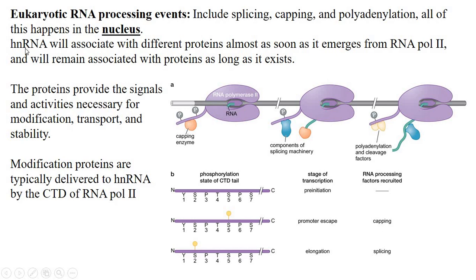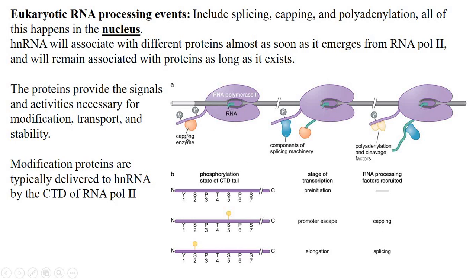This hnRNA or heterogeneous RNA is the RNA that includes introns. This will associate with different proteins almost as soon as it emerges from RNA pol 2, and it remains associated with these proteins as long as it exists. So we talked about this capping enzyme. These capping enzymes or proteins bind to this C-terminal domain of RNA pol 2. The C-terminal domain or this tail is very important in RNA pol 2. The phosphorylation at different sites will determine the capping and promoter escape. So, for example, here the phosphorylation of serine 5 results in capping. Dephosphorylation of this site will mean promoter escape.